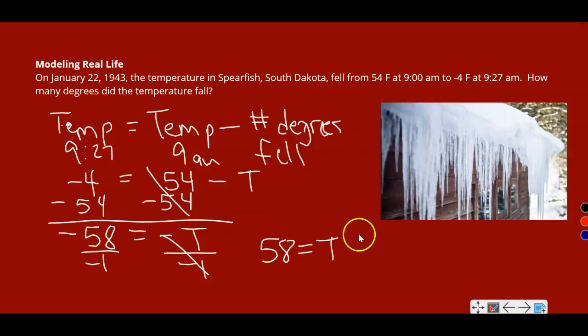That's incredible. All right, don't forget to check it. Plug it back in. 54 minus 58. What's 54 minus 58? It is -4. So if you plug that in, that does work.